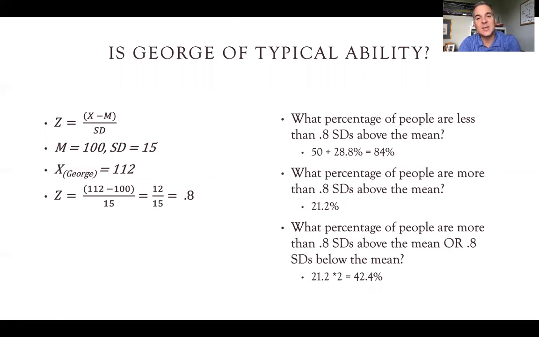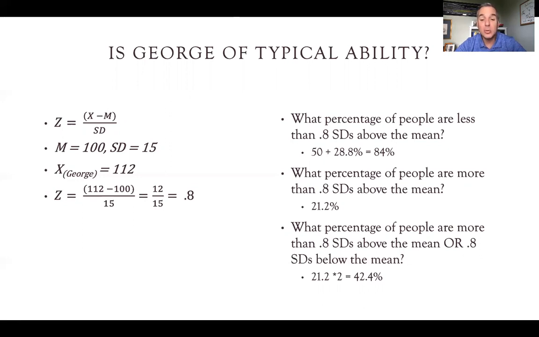And now to get to this typicality question, what percentage of people are more than 0.8 standard deviations above the mean or 0.8 standard deviations below the mean? So they're in those tails that are outside of 0.8 standard deviations above or below the mean. Well, it's really 42%. So 42% of people are above or below that 0.8 standard deviations away from the mean.